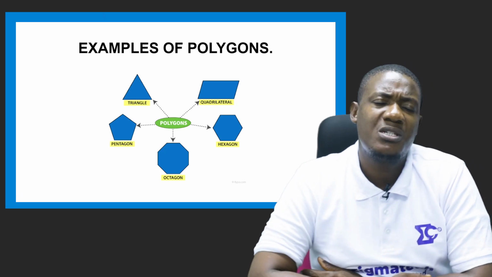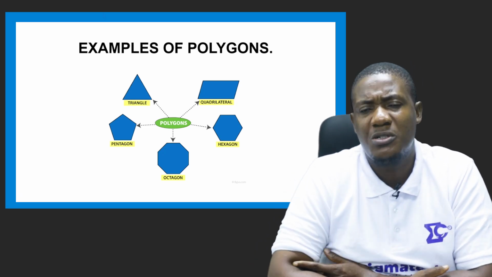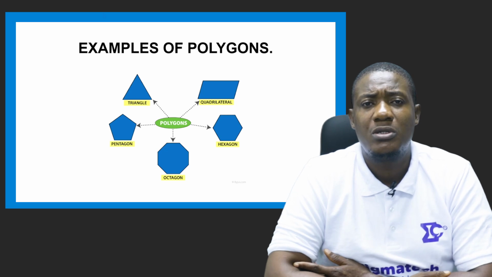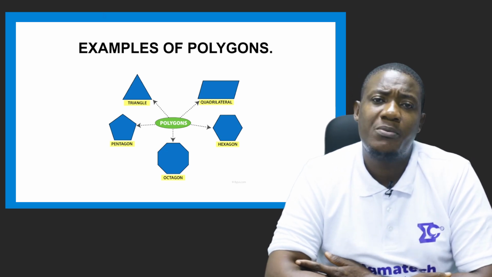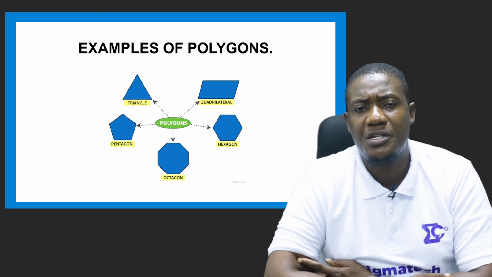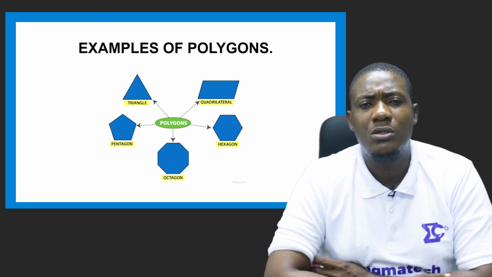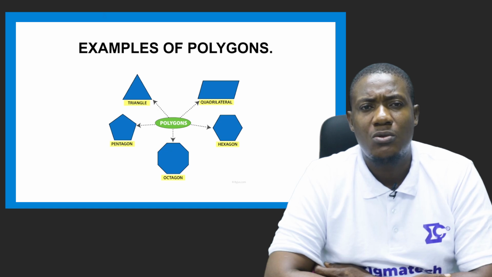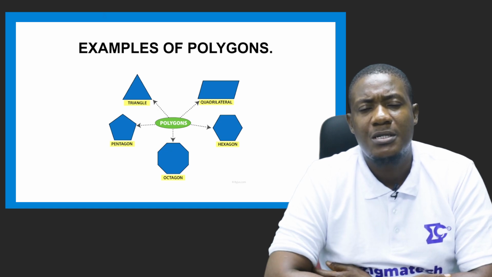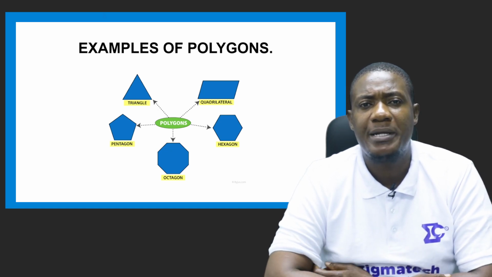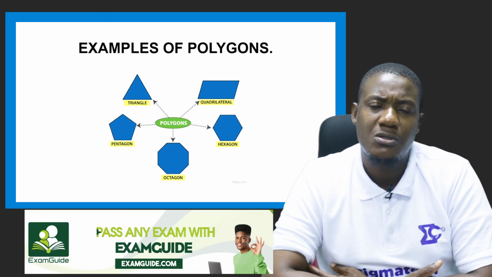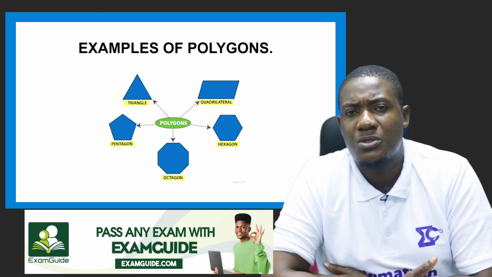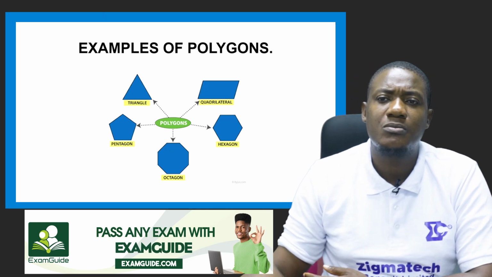We have different examples of polygons. I've mentioned before, a triangle is a polygon. All the examples of quadrilaterals I've given already are all polygons. We also have other polygons like hexagon, pentagon, octagon, and so on and so forth. They are all examples of polygons.